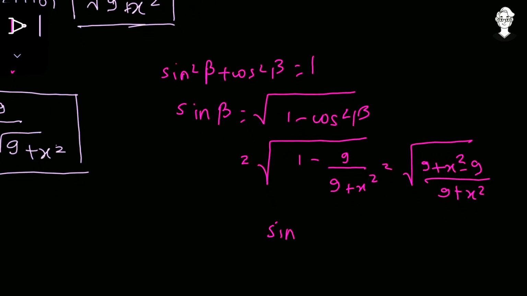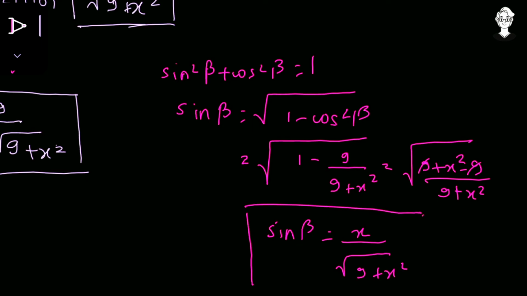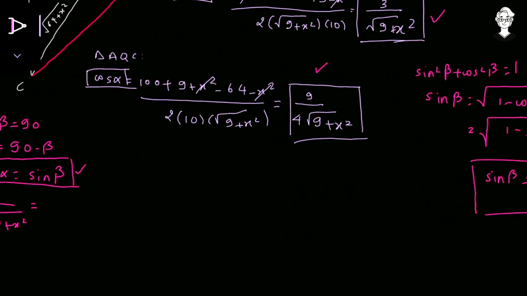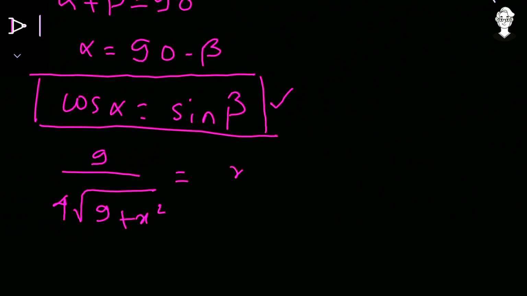So for the value of sine of beta, I get plus 9, negative 9 got cancelled out. The square root goes with the numerator and with the denominator. So when it goes with the numerator, it becomes square root of x square, that is x, and the denominator becomes square root of 9 plus x square. So this is the value of sine of beta. Now we can put that value over there. So sine of beta has a value that is x upon square root of 9 plus x square.